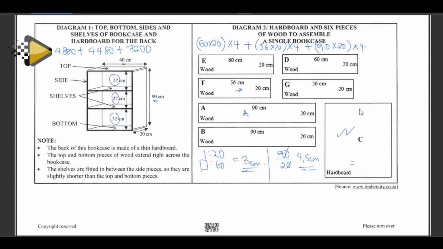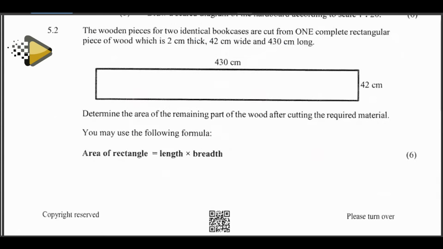We're going to add all these areas and we find out what we're going to do. So it's 4,800 plus 4,480 plus 7,200. So we have 16,480 centimeters squared. This is the area that we need for the pieces of wood. So we come here, we've seen that we need 16,480 centimeters squared. What about this one? How much do we get from here? Here we have 4.